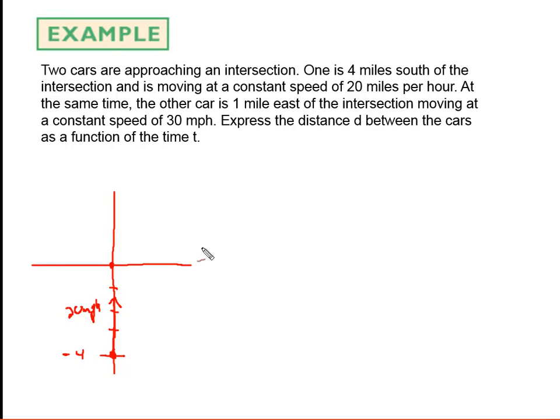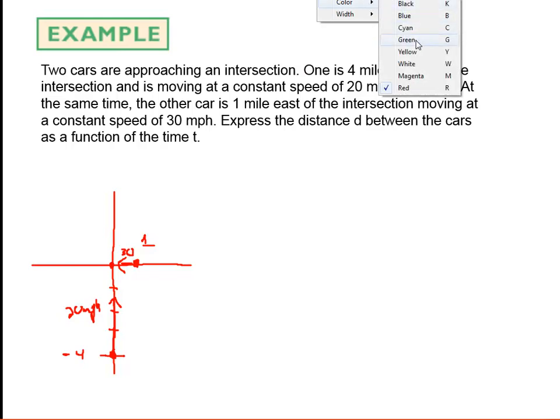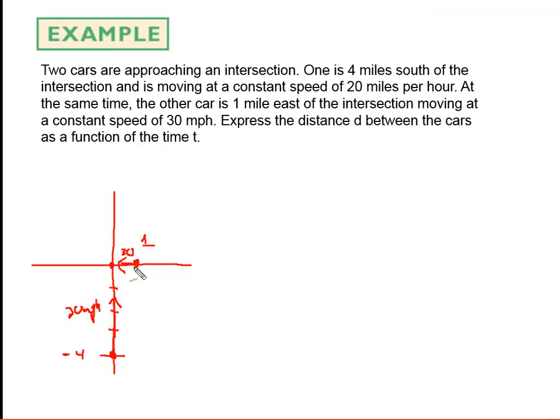Now at the same time, the other car is 1 mile east. So let's say this is east and we're 1 mile east. So here's where that car is, and it's moving towards the intersection at a speed of 30 miles per hour. All right, so there's the information given to me here. And what they're wanting is the distance between the cars. So let me change color here, and let's change to yellow. What I'm finding is this distance here, that distance between those 2 points.